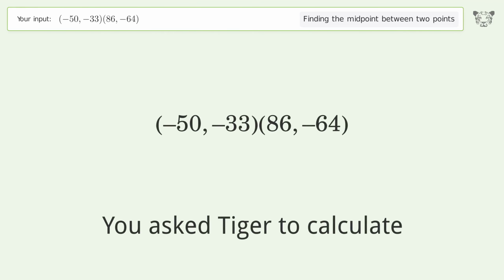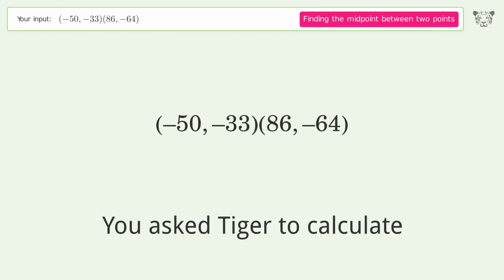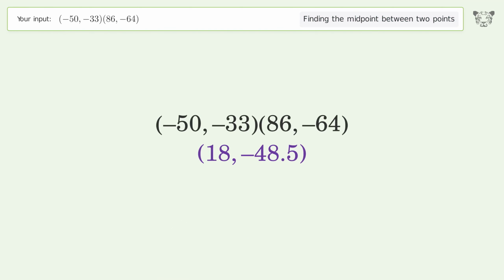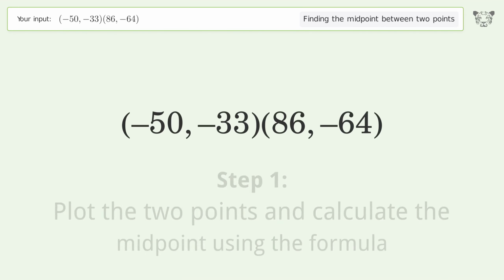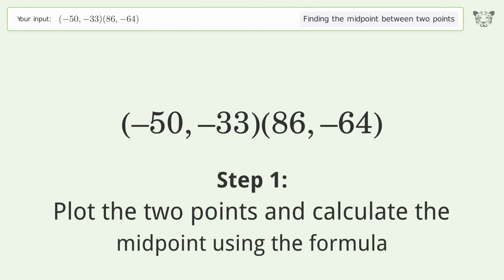You ask Tiger to calculate. This deals with finding the midpoint between 2 points. The midpoint between the 2 points is (18, -48.5). Let's solve it step by step. Plot the 2 points and calculate the midpoint using the formula.